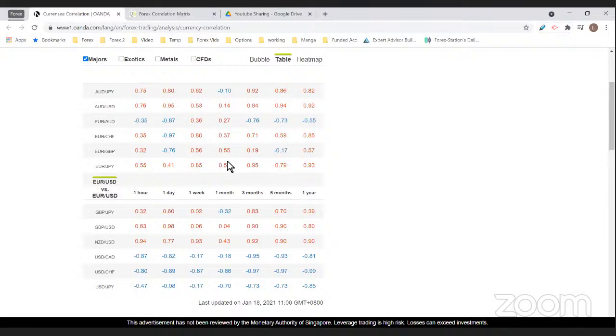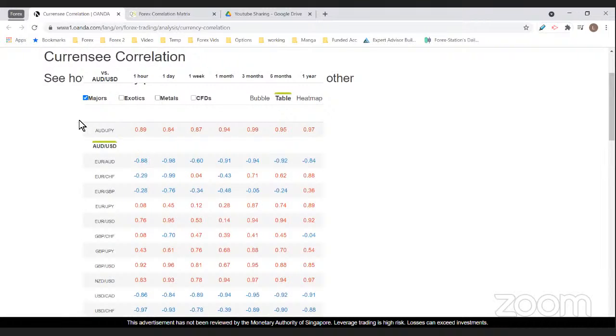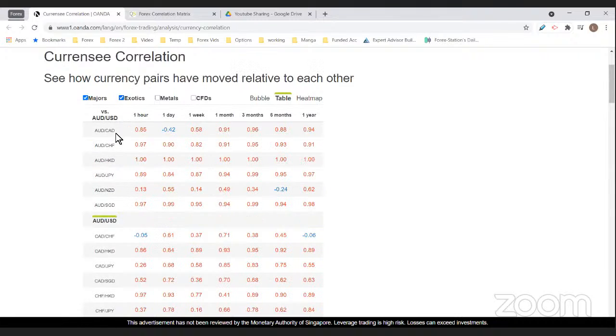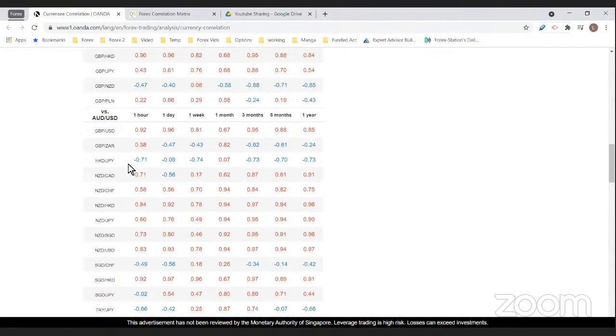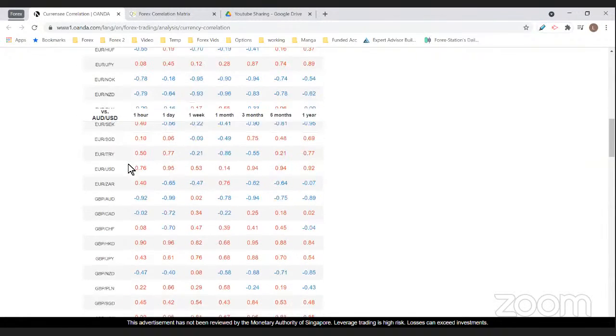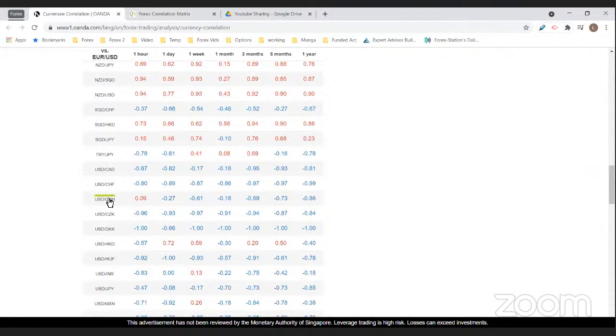Right? If I choose Aussie dollar, it doesn't have any other Aussie pair. Let me check the exotics. Okay, Aussie dollar, you can see that most of it against the other Aussie pairs, even the exotics, is mostly positively correlated. And then last, let me see, I'll choose dollar pair. Oh, wait, Euro. I'll go back to Euro dollar again. Let me explain why. Because I don't have a dollar against dollar.